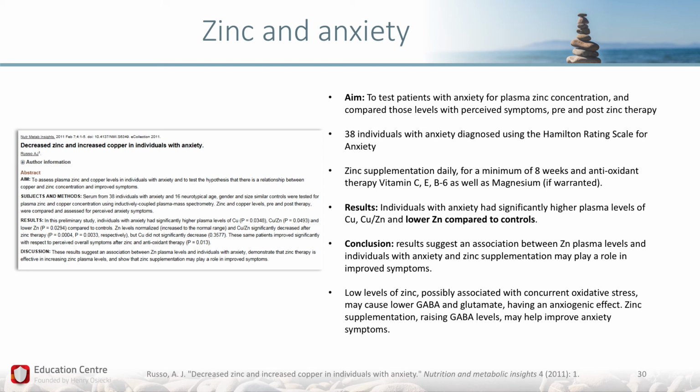And providing zinc does play a role in improving symptoms. The reason they explained it is that low zinc is possibly associated with concurrent oxidative stress. Oxidative stress will deplete zinc levels. The implication is that this can lower the GABA, impact the glutamate levels, and have an anxiogenic effect. And when you supplement zinc, you can raise your GABA levels and improve anxiety symptoms.